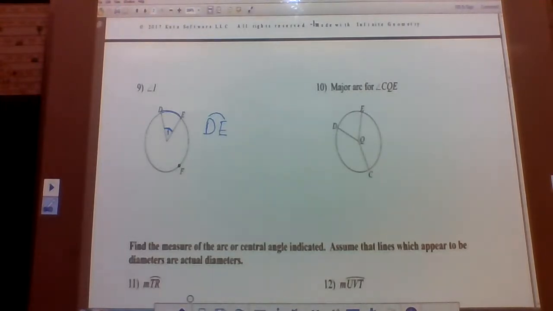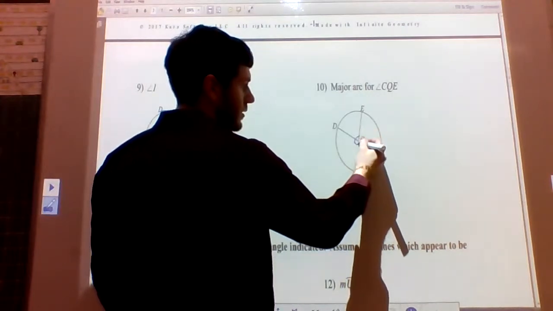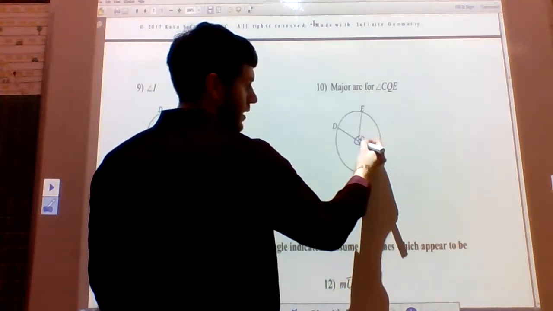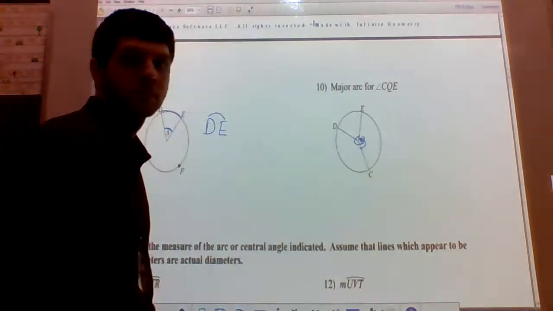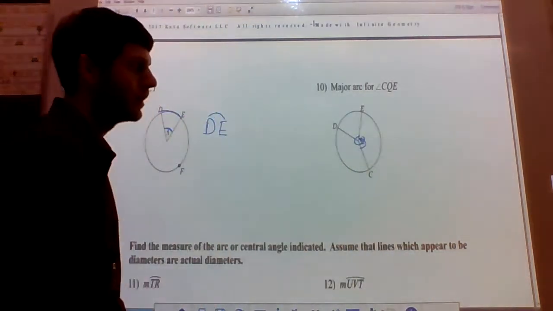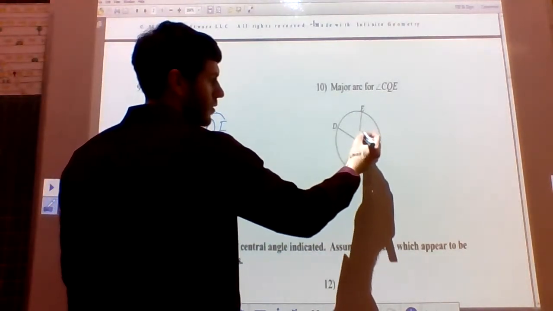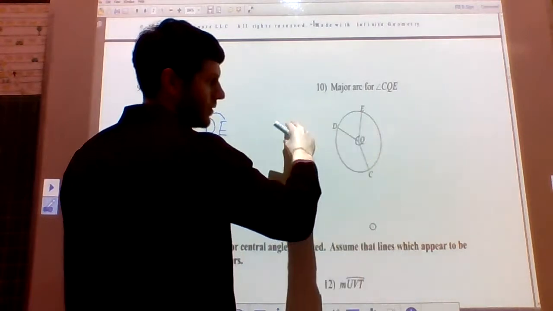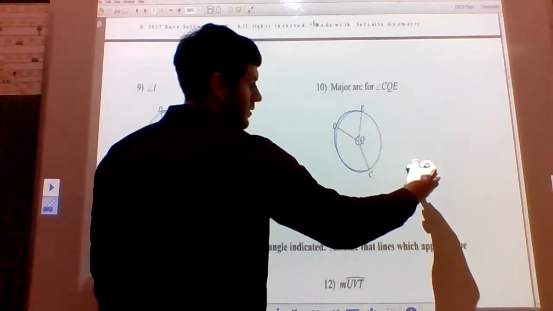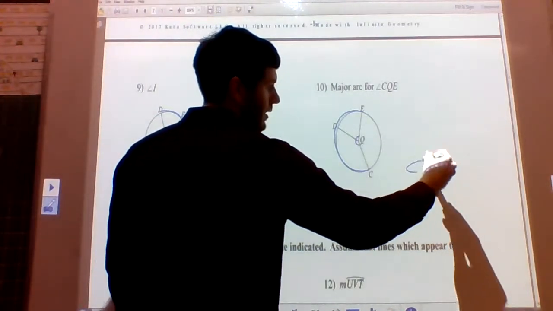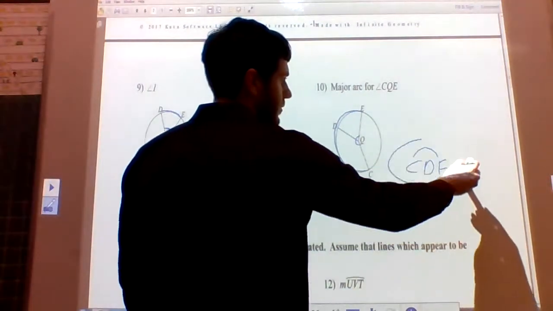I want to name the major arc for angle CQE. So angle CQE is this angle right here. Could also be considered this angle. Could mean either side. But we want the major arc, so we want to go more than half the circle. So we're going to want to do the left half here. So CDE would work. So we want to connect point C and E, and we want to go through point D. That's the major arc.